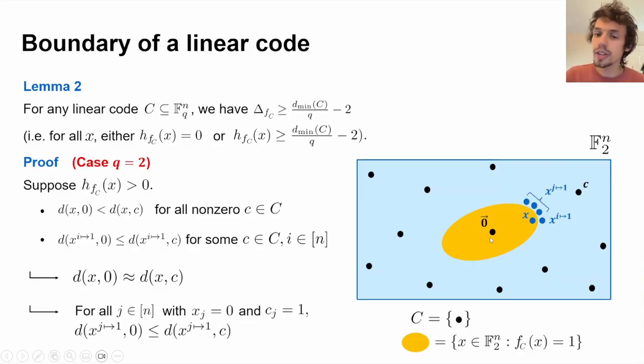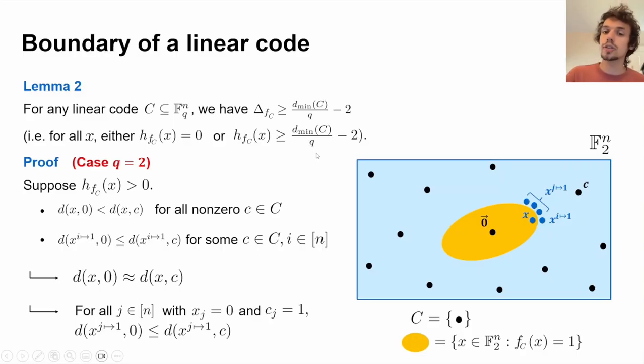But the point is, there's nothing special about the ith coordinate. If I look at any coordinate j where xj is 0 and cj is 1, then by switching xj from 0 to 1, I will get a distance 1 further away from 0, and I will get a distance 1 closer to c. So that means that for all of the coordinates j where xj is 0 and cj is 1, I've obtained a neighbor of x that is outside of the decoding region. That's great, that's exactly what I wanted to show.